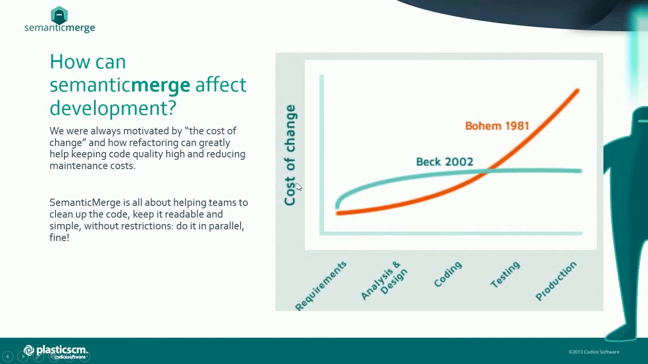And that's basically what we try to help a little bit with Semantic, because keeping the cost of change under control means you have to clean up your code, means you have to refactor a lot. And SemanticMerge is all about refactoring.